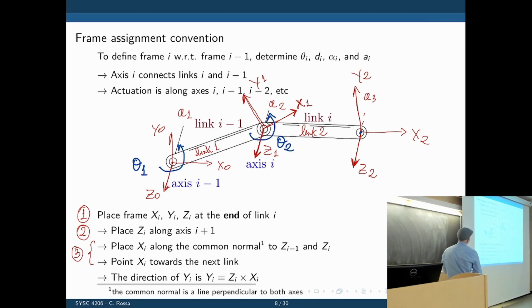Could you explain how you get the y axis? Is that pointing up, out of the page, or is it up? So y is given by the cross product of z and x. If you take the first one here, z is coming out of the plane, x is going that way, so the cross product is up. So y goes up.